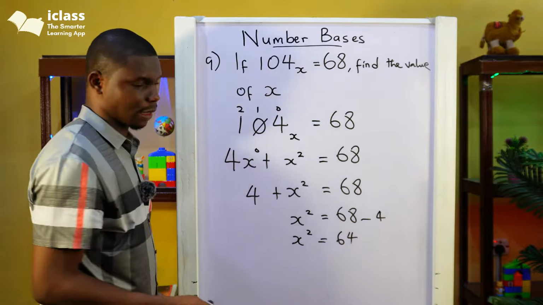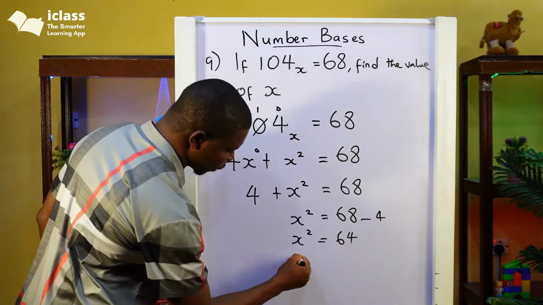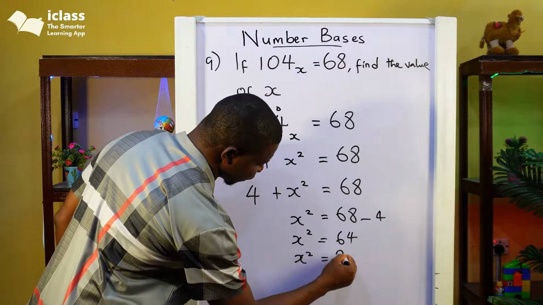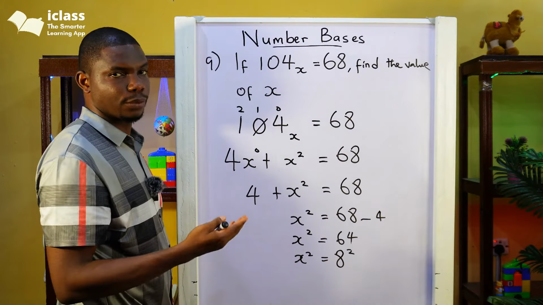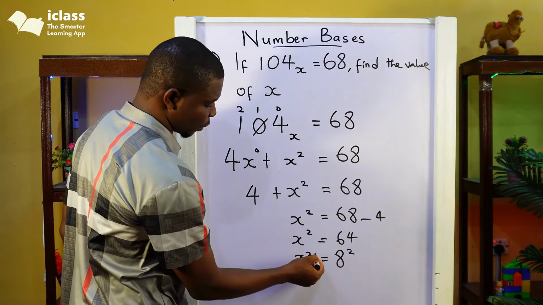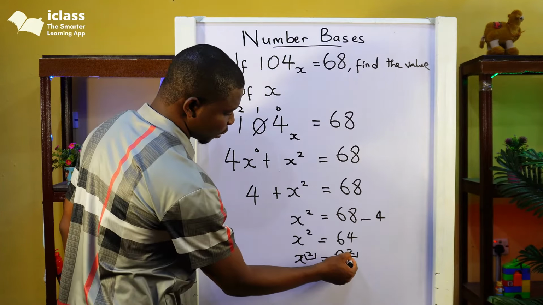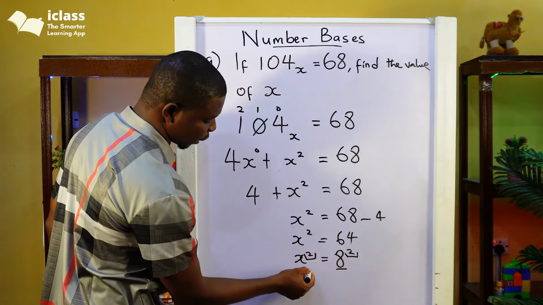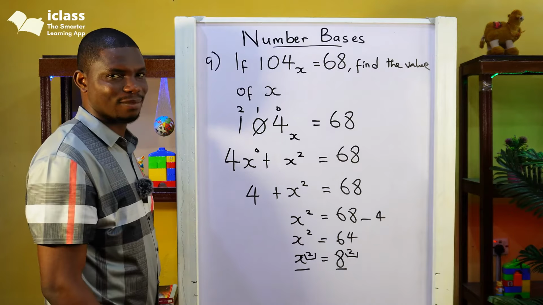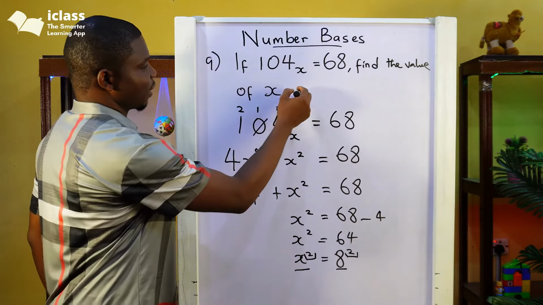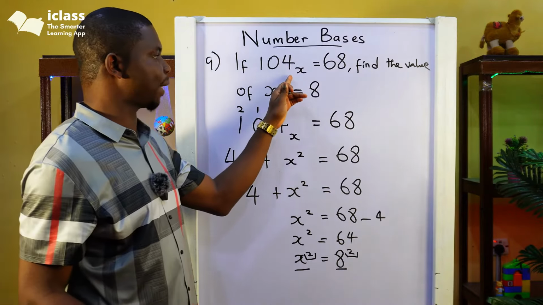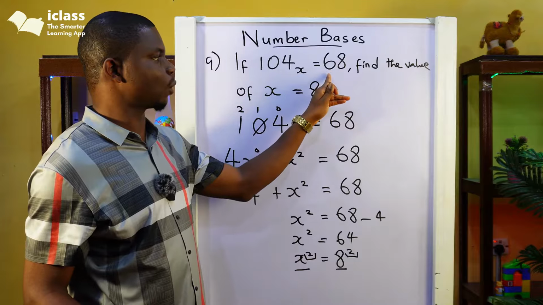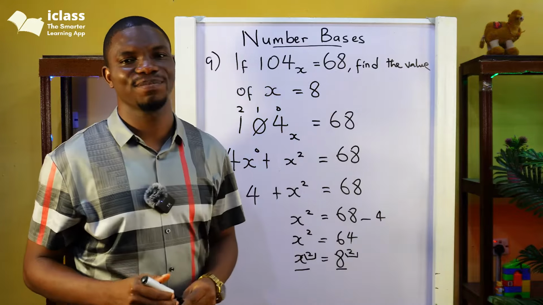Now we can express 64 as a square as well, so that x squared will be equal to 8 squared, right? And you know, in the laws of indices, if we have the powers the same, then the bases have to be the same. So x is equal to 8. So the value of x here is equal to 8. So this is 104 base 8, that is equal to 68 base 10.